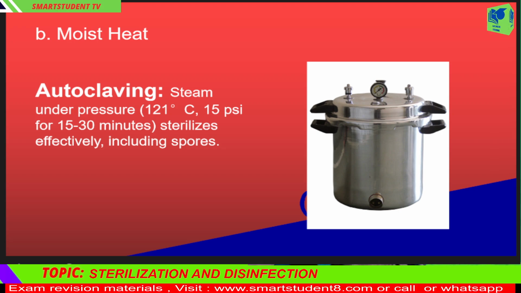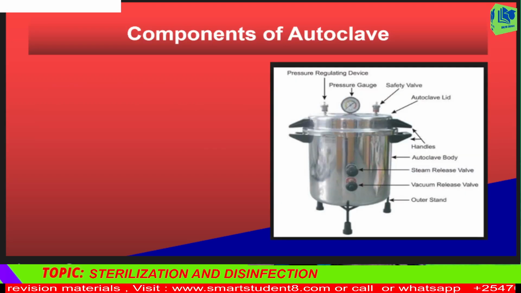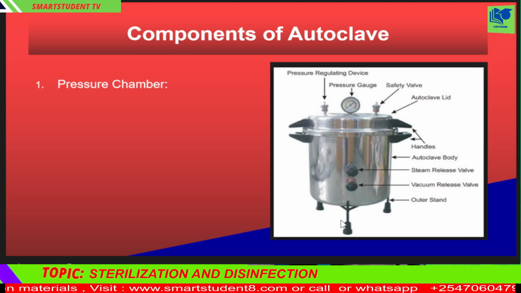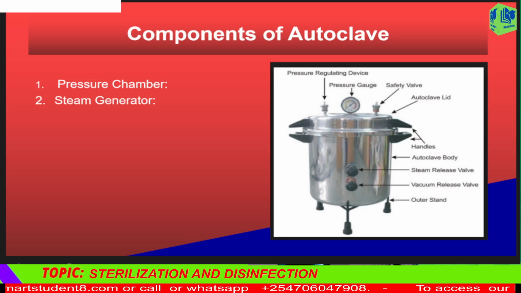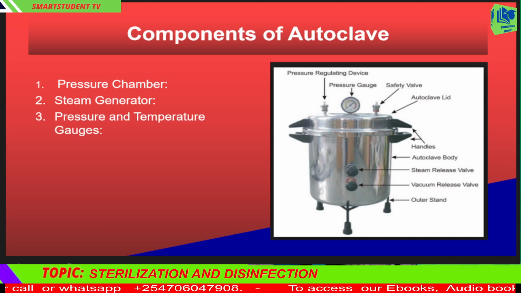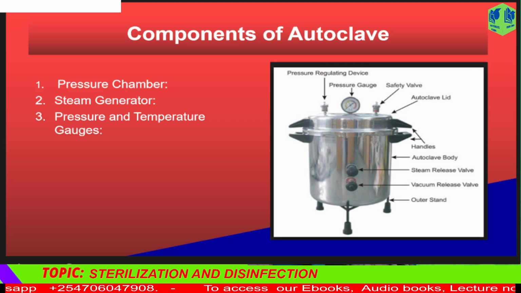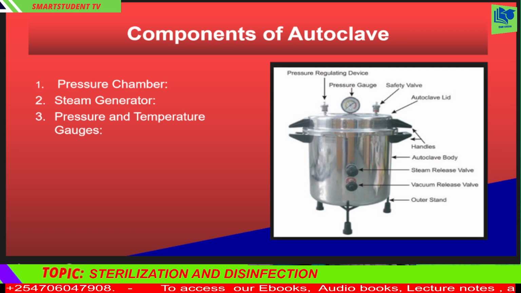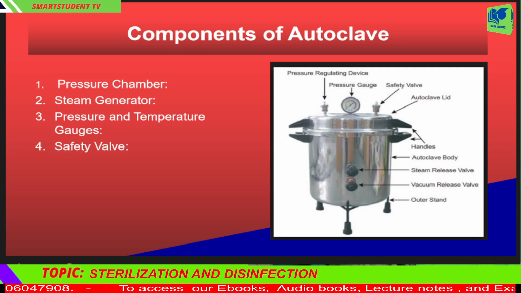Components of an autoclave. The main components include: 1. Pressure chamber. A robust, airtight container designed to withstand high pressure and temperature. 2. Steam generator. Produces steam required for sterilization. 3. Pressure and temperature gauges. Monitor internal pressure and temperature to ensure proper sterilization conditions. 4. Safety valve. Prevents excessive pressure buildup by releasing steam if necessary.